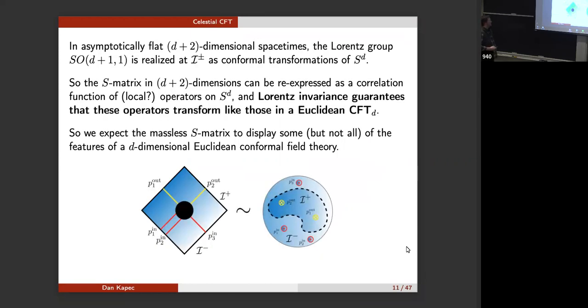So the last part of this kinematic reformulation is just the observation that in D+2-dimensional asymptotically flat space, the Lorentz group is realized as conformal transformations of the celestial sphere at the boundary. Modulo this question about the Mellin transform that I'll discuss in a moment, we're imagining rewriting the D+2-dimensional S matrix as a bunch of insertions of local operators on the D-dimensional sphere. Lorentz invariance will guarantee that those operators transform like operators in a D-dimensional Euclidean conformal field theory.